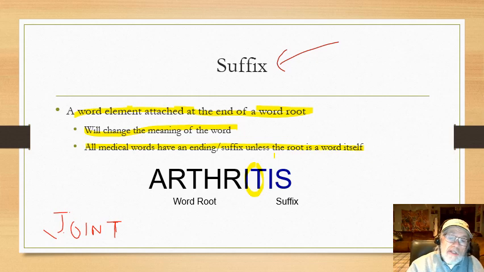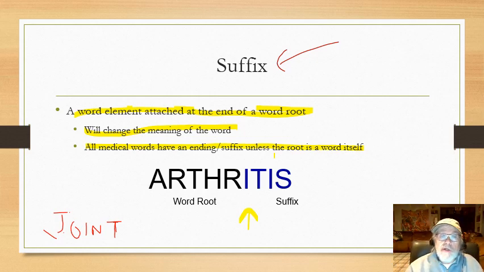Now I could change this here. I could change this to itis. Itis is a suffix that means inflammation. So arthritis. Which sounds better, arthroitis or arthritis? Arthritis sounds good because I don't need a combining vowel. Why don't I need a combining vowel? Because my suffix begins with a vowel. So I usually don't need to add a combining vowel in that situation. So arthritis is a great word. You hear it all the time.